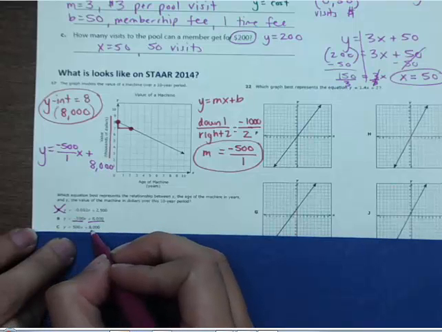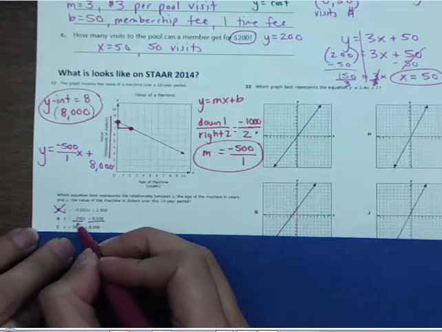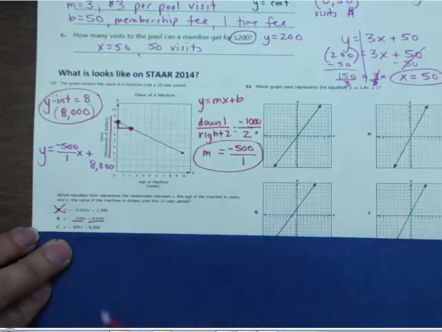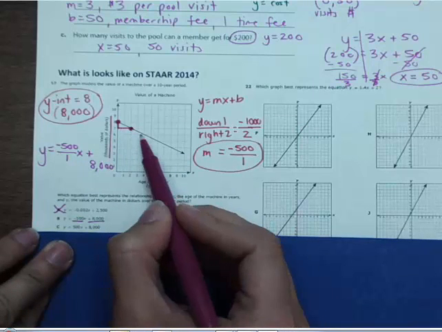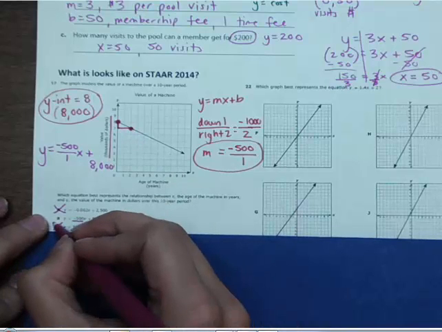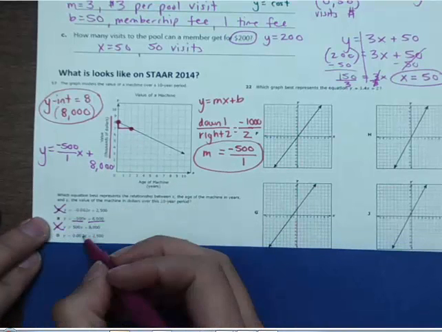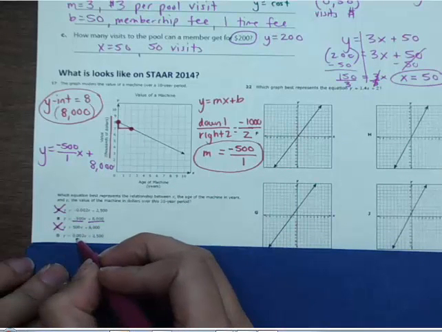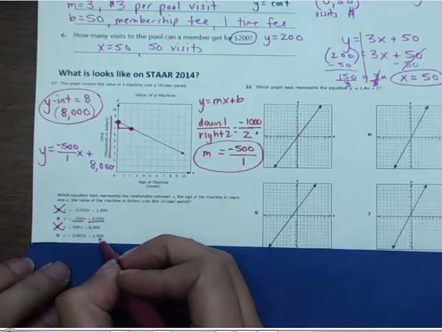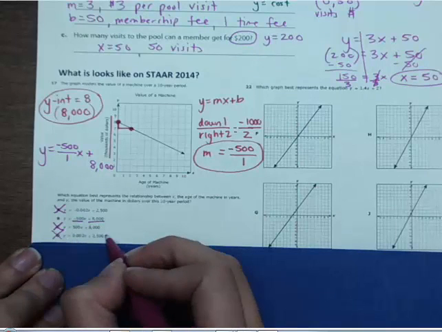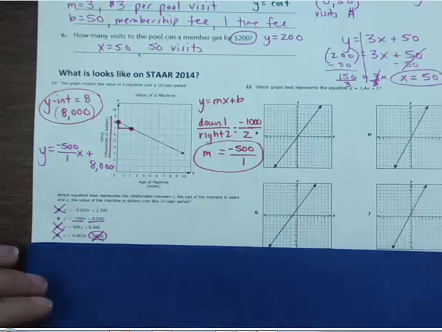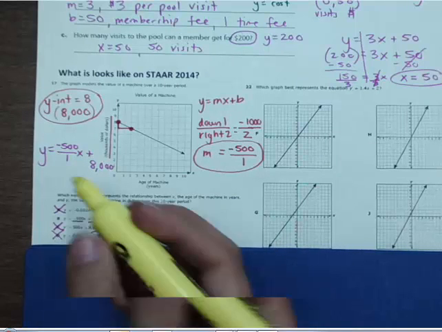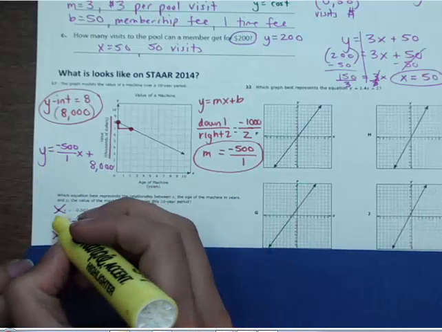So the only difference between B and C is a negative. If I check, this line is going down from left to right, so I know it has to be a negative slope. So C is definitely out. D is y is equal to 0.002x plus 2,500. That's incorrect because I know that the y-intercept is not that, it's 8,000. So the only answer that would be correct here after doing the work, without even looking at the answers, would be B, which is negative 500x plus 8,000.